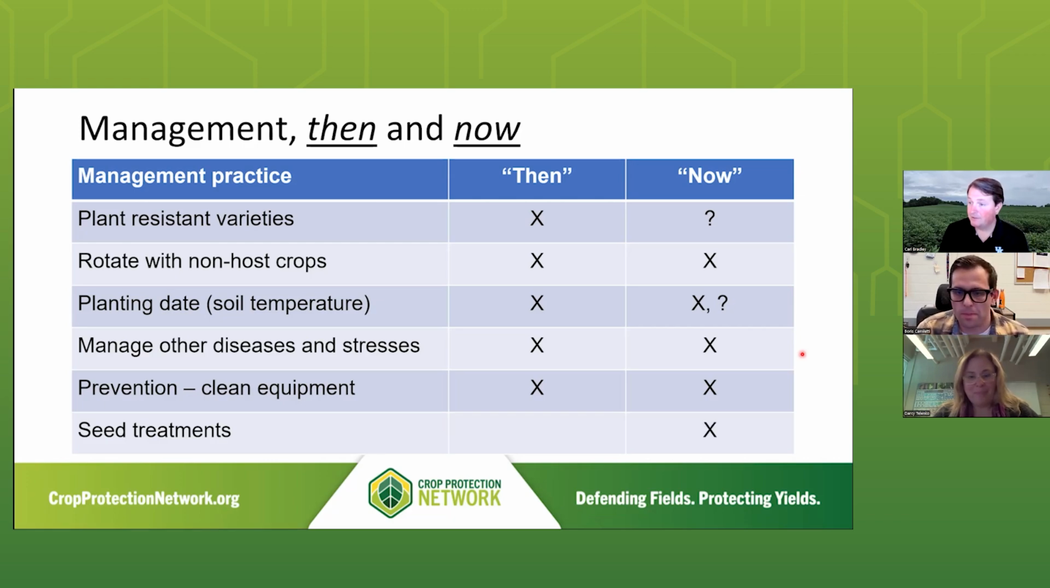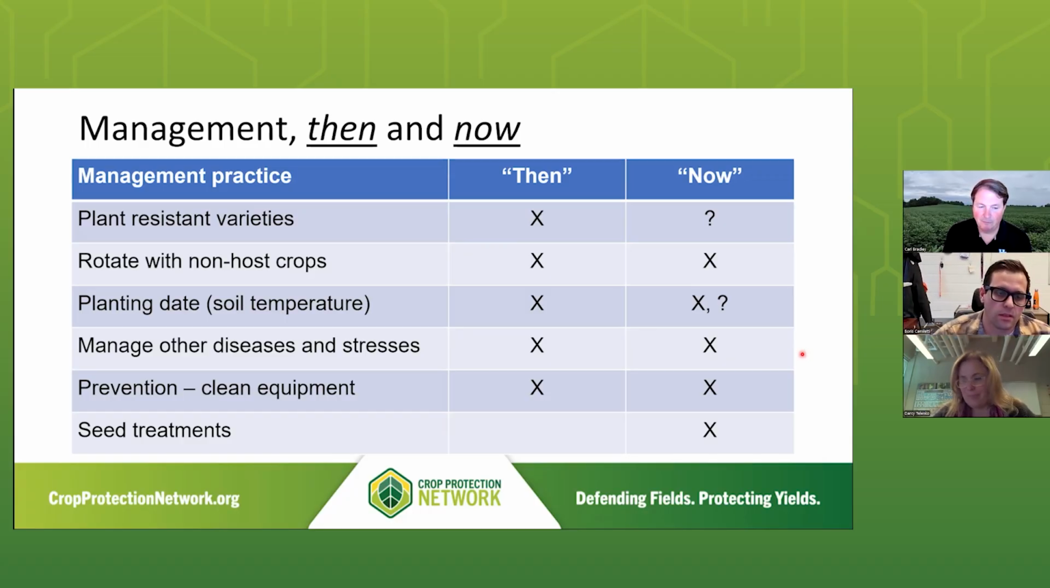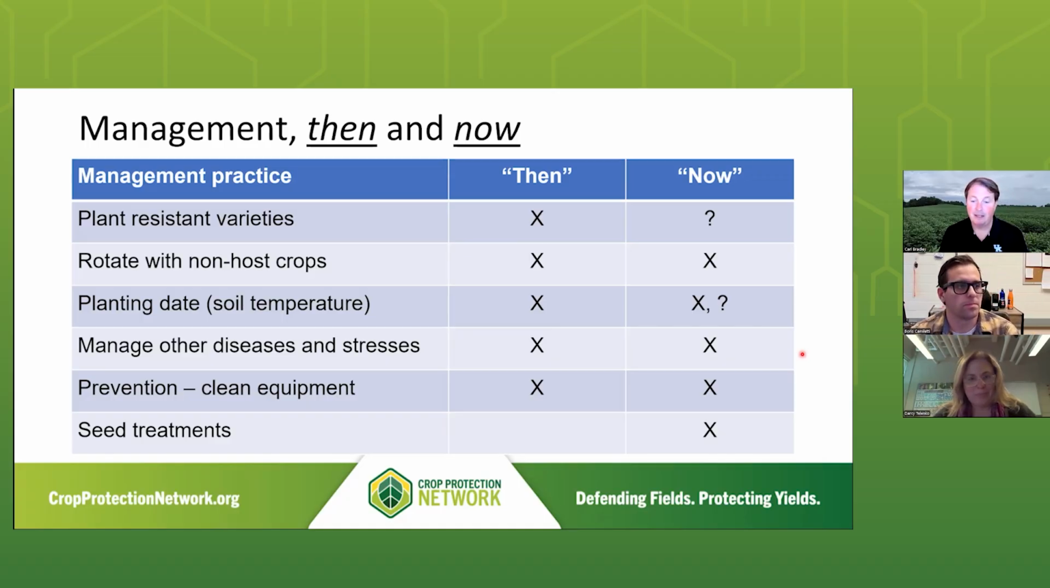And then seed treatments, right? That's something that we didn't really have much of until more recently in soybean production. We see a lot of seed treatments now, but certainly we may have some options now to help manage red crown rot with some different fungicide seed treatments, and maybe even biologicals as we go into the future.